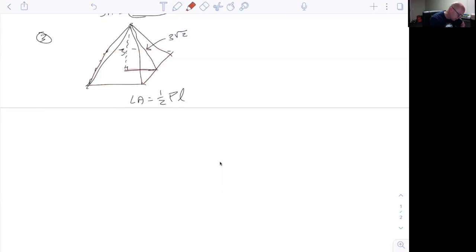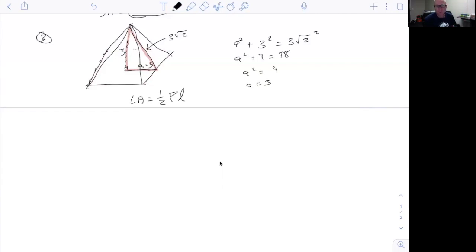Well, let's take a look at this triangle right here that I just drew. That's a right triangle. Oh, and I've been given 2 of those sides. Let's find the third using Pythagorean theorem. Let's call this side A. So we have a squared plus b squared, 3 squared, is equal to 3 root 2 squared, right? 3 root 2 is the hypotenuse. This is 9, this is 18. 3 times the square root of 2 squared would be 18. So A squared equals 9, A equals 3.